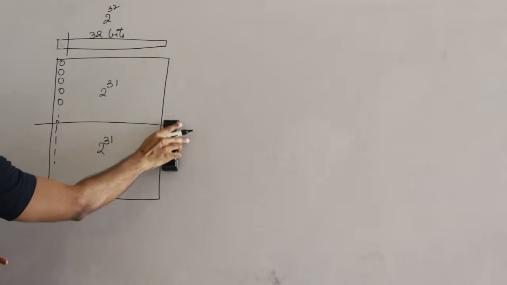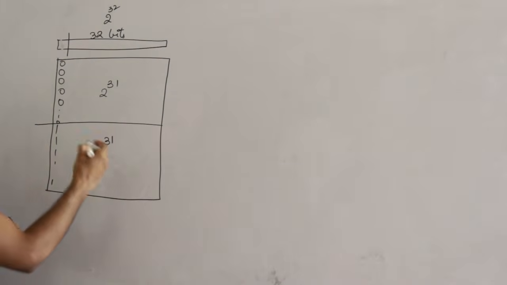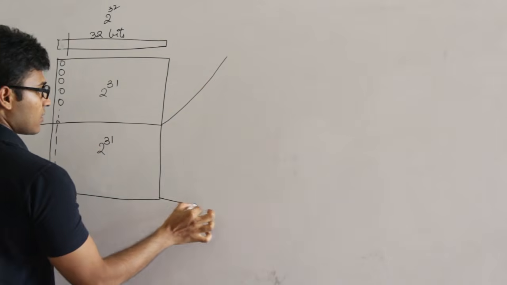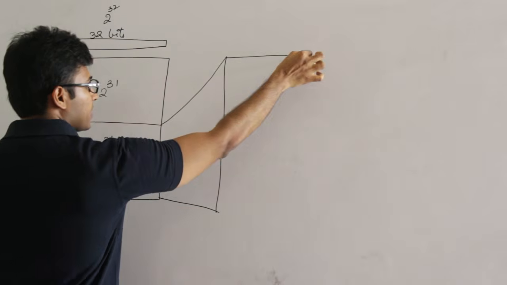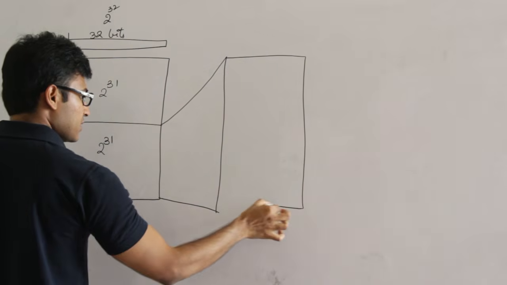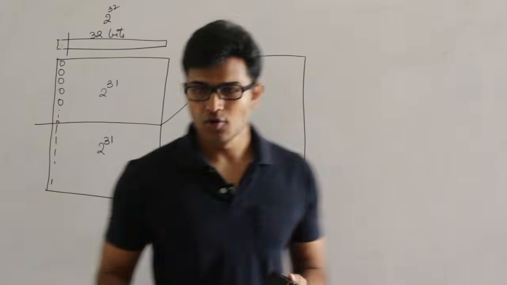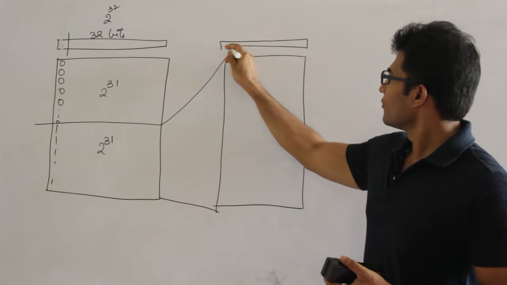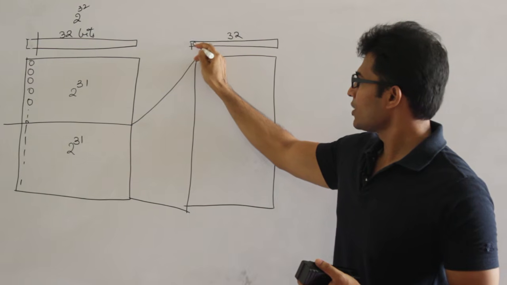And now the first part has been left out, and they have chosen the second part. If you look at the second part, how many numbers were there in the second part? The total number of numbers present in the second part is 2 power 31, right? And moreover, our IP address was 32 bits, out of which the first bit is already chosen.